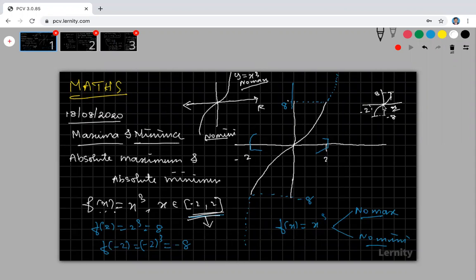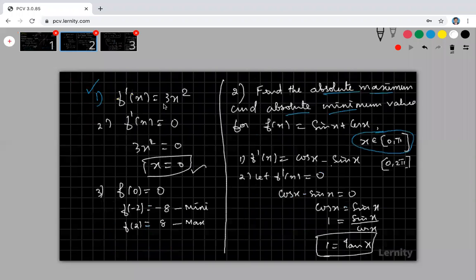But this is my critical point. My x equal to 0 is the critical point. Here also I am applying the same: I am taking f dash of x and finding the critical point. X is equal to 0 is a critical point. Critical point means at this point only we are getting some maximum and minimum.